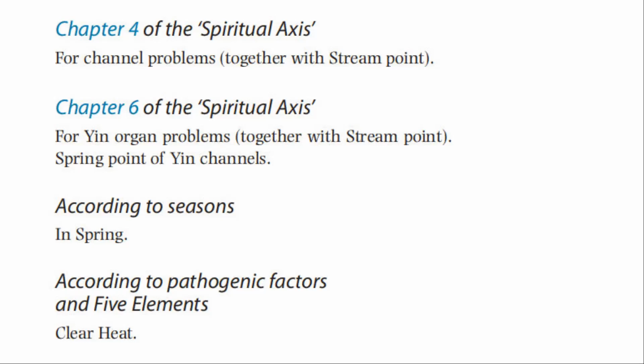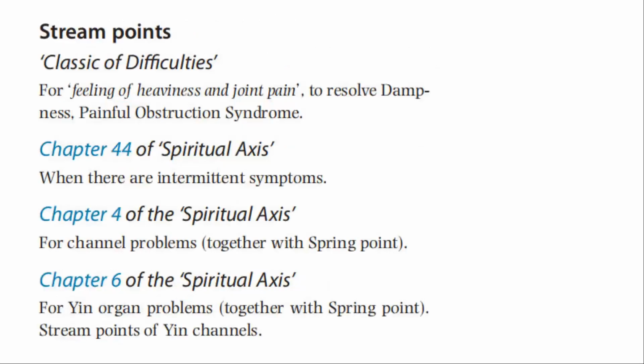According to season, it is used in spring. According to pathogenic factor of 5 elements, it is to clear heat. Stream points in the Classic of Difficulties are used for feeling of heaviness and joint pain to resolve dampness, painful obstruction syndrome. In chapter 44 of the Spiritual Axis, when there are intermittent symptoms.